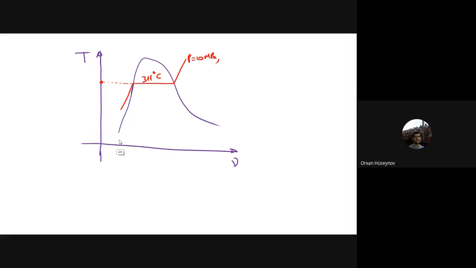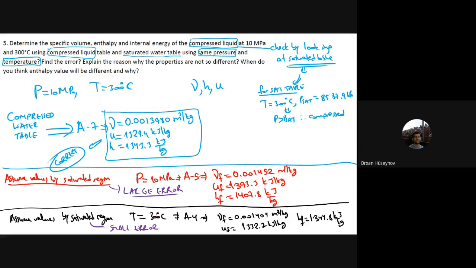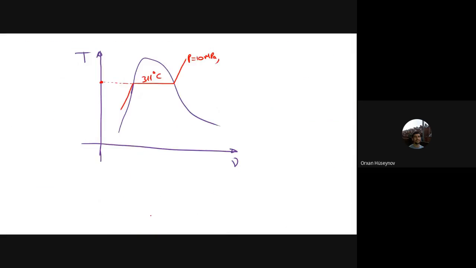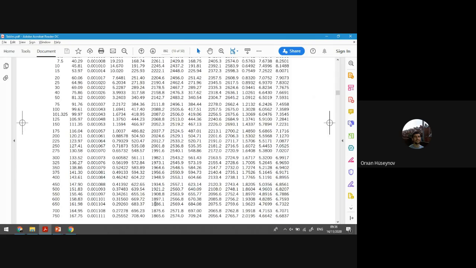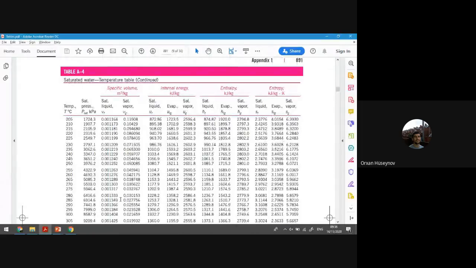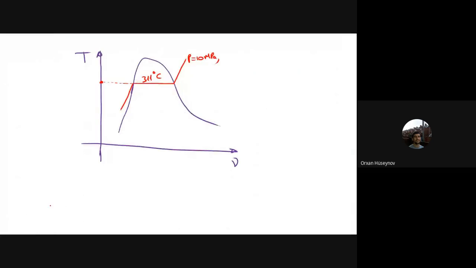Now I'm moving on to the next line here. I've used the 300 degrees Celsius, so I will go back to the 300 degrees Celsius. What is the saturation pressure for 300 degrees Celsius? You can see the saturation pressure is 8587.9. So it will be on the next line. Let me draw it on the next line here.